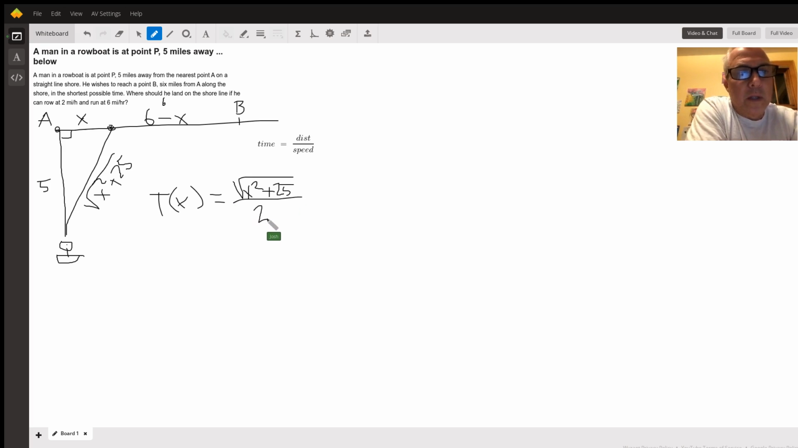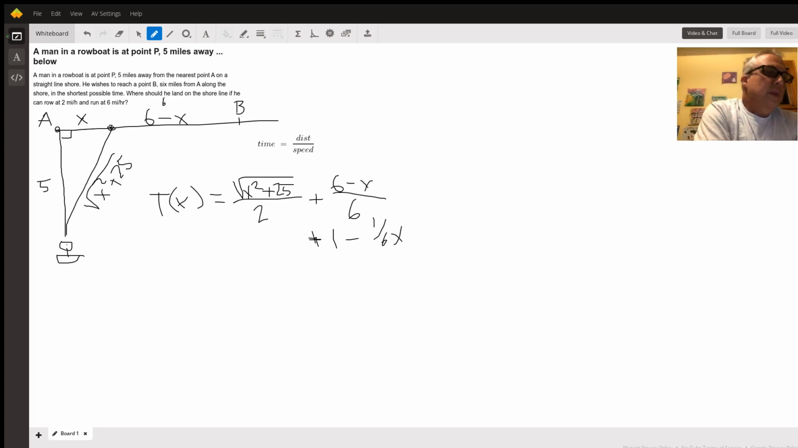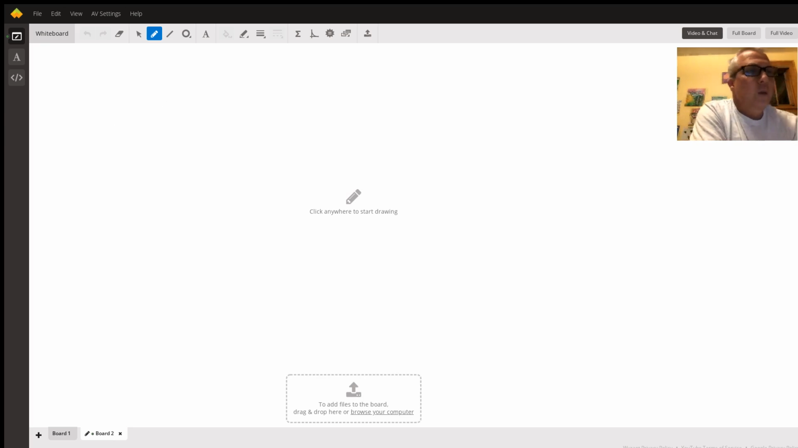over 2, because that's his rowing speed, plus the time he spends running, which is going to be 6 minus x, over his run speed, which is 6. We're going to simplify that second term a little bit just by dividing both of the numerator terms by 6. We'll get plus 1 minus, let's call it 1/6 x. And we'll go to the next screen to take a derivative and set it equal to 0, which is almost always like the magic way to answer a calculus question.